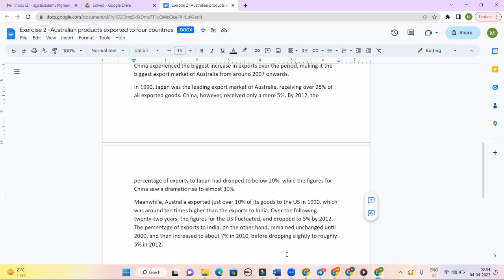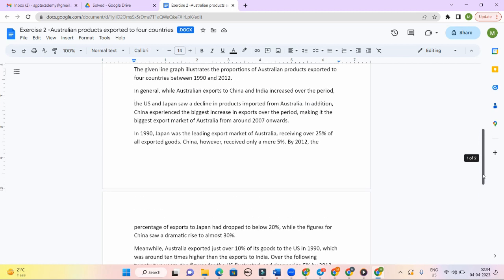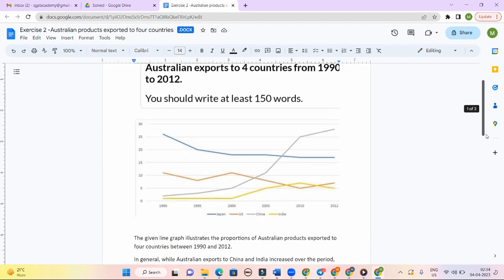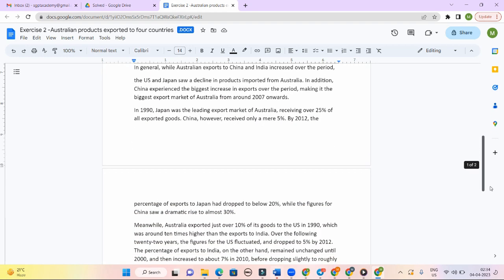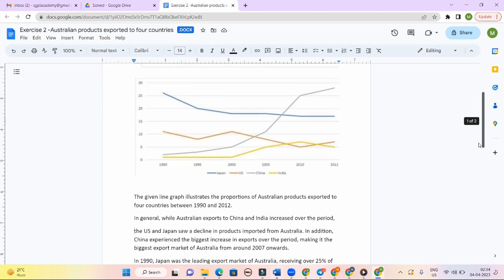Meanwhile, Australia exported just over 10% of its goods to the US in 1990, which was around 10 times higher than the exports to India. So in 1990, for the US it is only 10% of its goods. You can see in this graph, whereas for India it is too low.